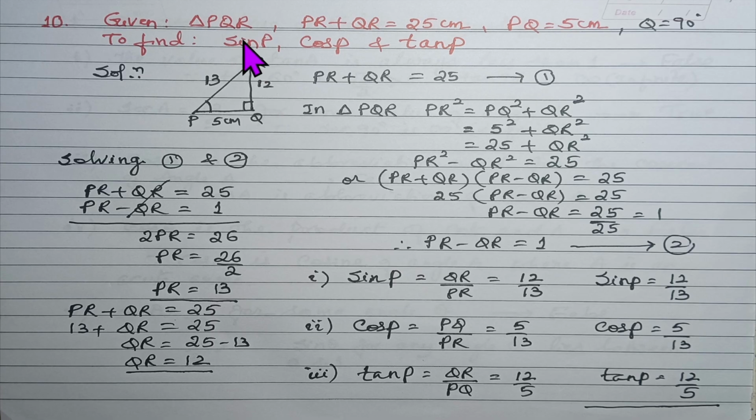Now it is very simple to find sin P, and sin P is what here? 12 by 13. And what is cos P? 5 by 13. And what is tan P? It is 12 by 5. So these are the values of the trigonometric ratios which are asked.